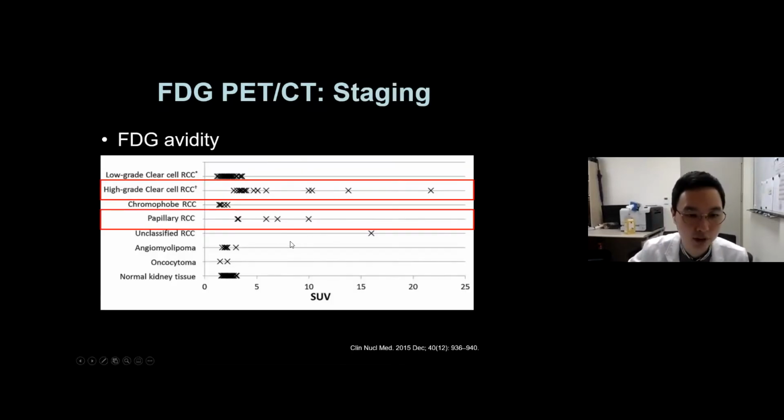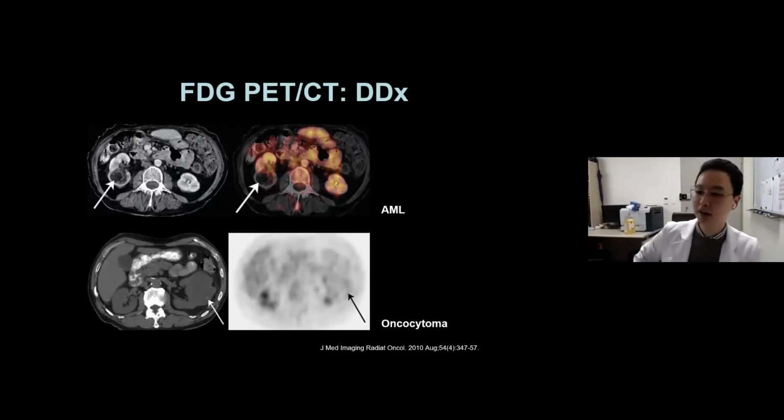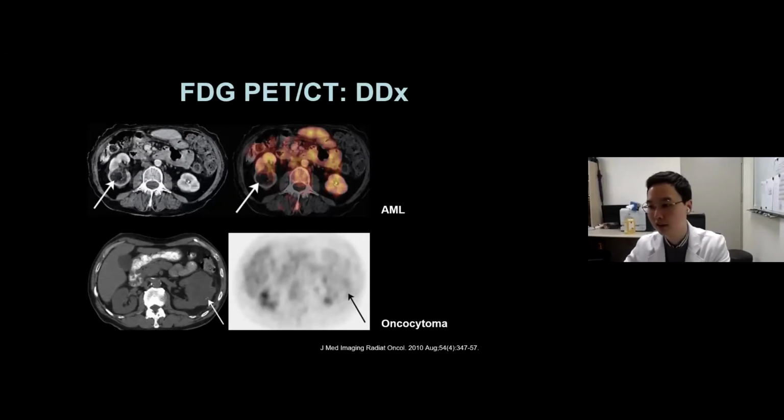It showed a relatively low FDG avidity for angiomyolipoma. However, in other reports, there are some heterogeneous findings about the FDG avidity in the AML. So FDG PET solely might not be possible for the differentiation of diagnosis between malignancy and benign AML.